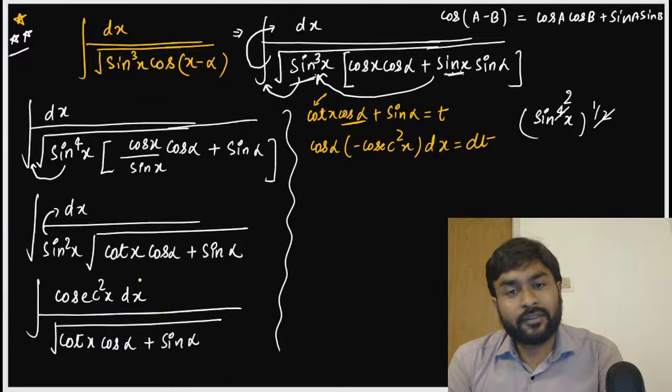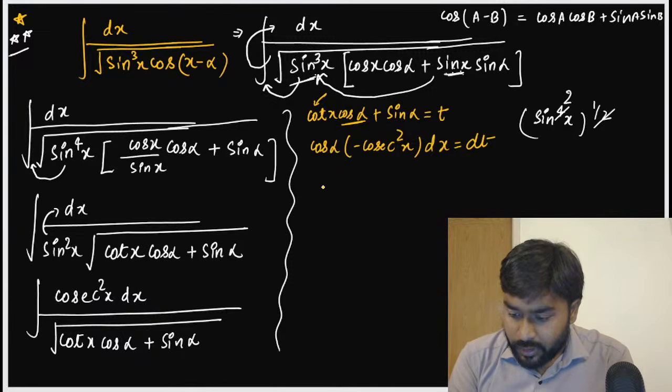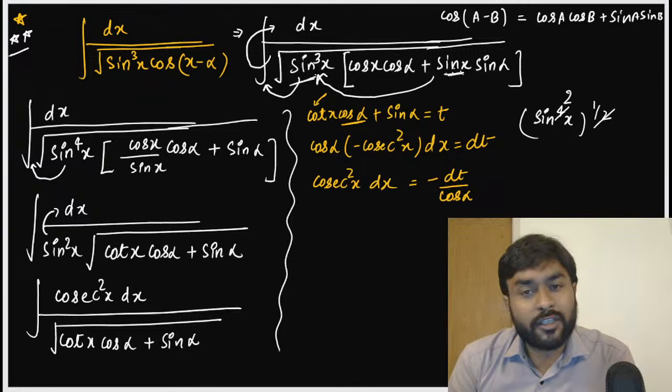Okay, so cos square x is already here. Minus, and cos alpha we will transfer in the denominator. So cosec square x dx will be what? Minus dt by cos alpha. Okay, minus dt by cos alpha.